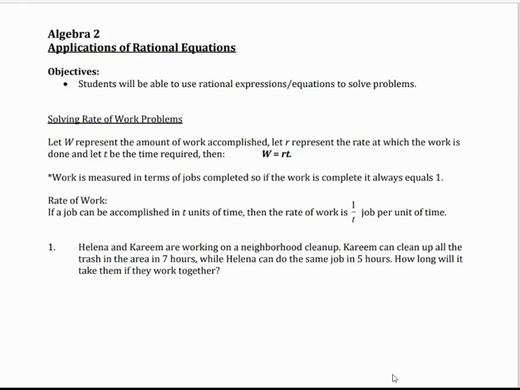Are you ready for the last notes for the year? Woohoo! Here we go. Your favorite word problems. Let's talk about some applications of rational equations.